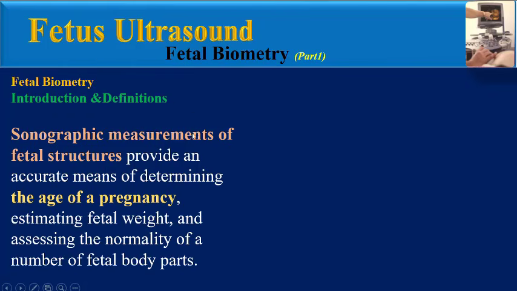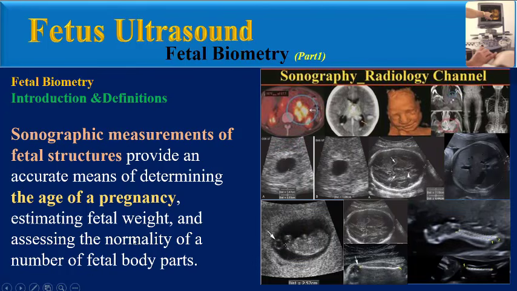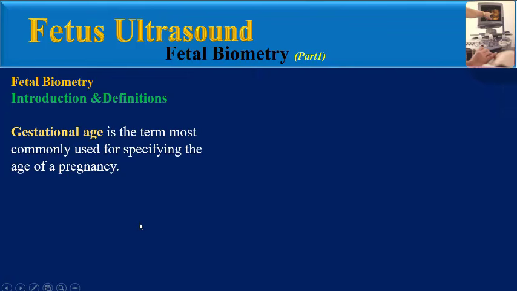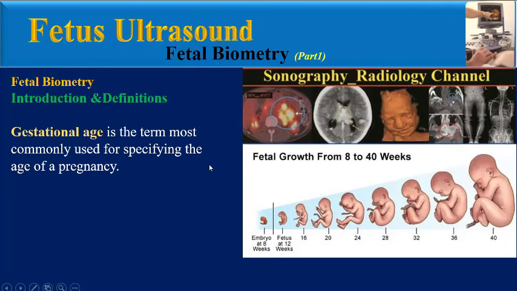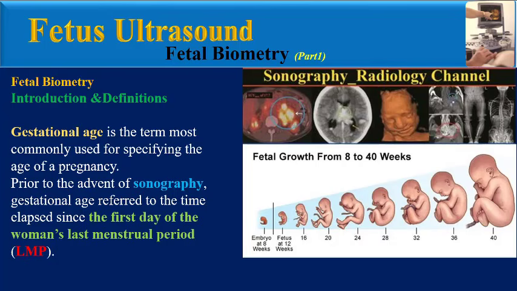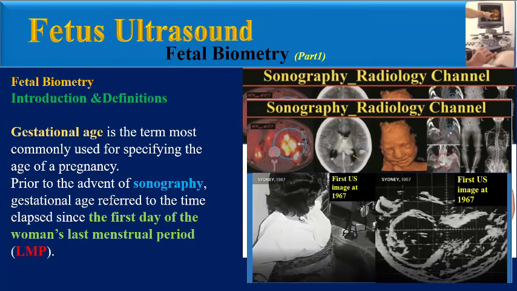Sonographic measurements of fetal structures provide an accurate means of determining the age of a pregnancy, estimating fetal weight, and assessing the normality of a number of fetal body parts. Gestational age is the term most commonly used for specifying the age of a pregnancy. Prior to the advent of sonography, gestational age referred to the time elapsed since the first day of the woman's last menstrual period. This is also termed menstrual age.